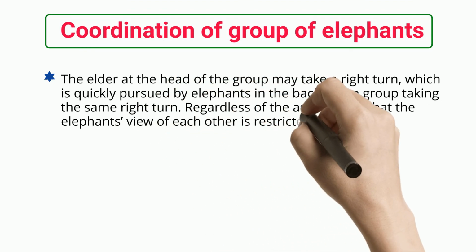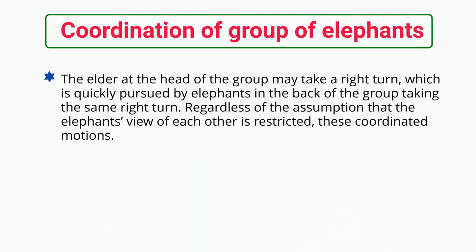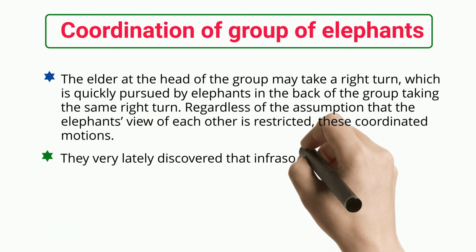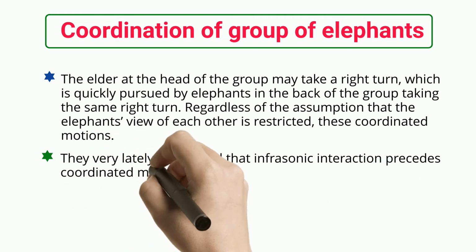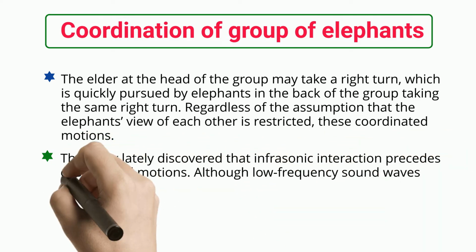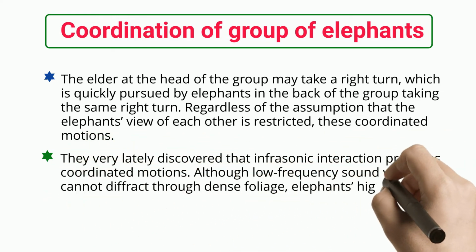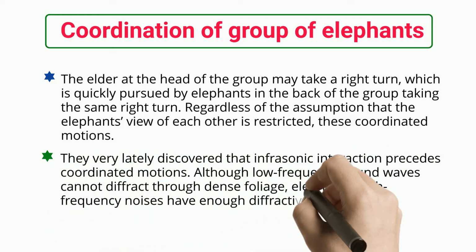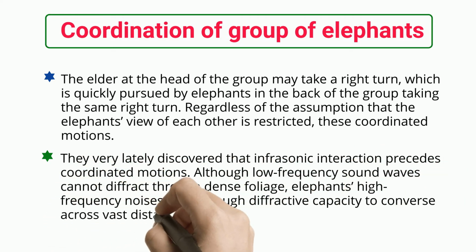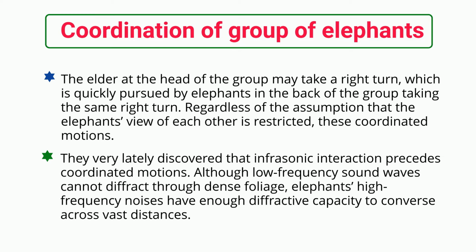Regardless of the assumption that the elephants' view of each other is restricted, these coordinated motions occur. They very lately discovered that infrasonic interaction precedes coordinated motions. Although high-frequency sound waves cannot diffract through dense foliage, elephants' low-frequency noises have enough diffractive capacity to converse across vast distances.